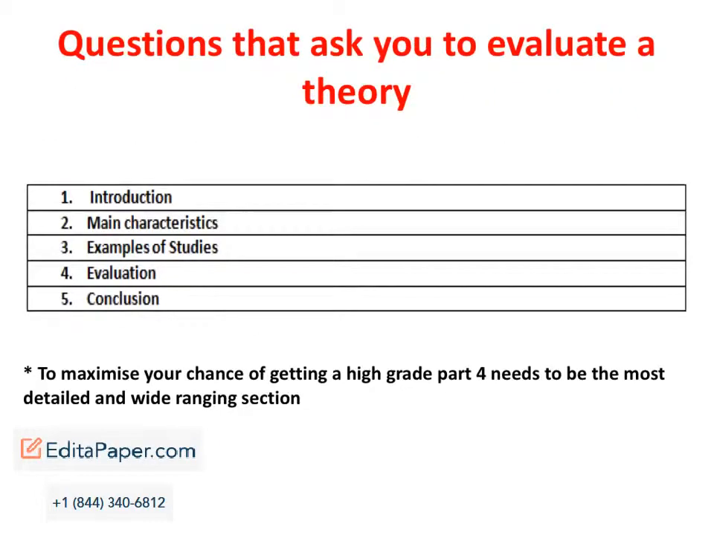explanations. So if you get a question that asks you to evaluate a particular theoretical perspective, then I suggest using this five-part essay structure consisting of an introduction, a concise summary of the main characteristics of the theory, examples of studies and writers who we would associate with the perspective, an evaluation of the theory, and then a conclusion. And it's really important to maximise your chance of getting a high grade that section number 4, where you evaluate the strengths and weaknesses of the theory, that section needs to be the longest.